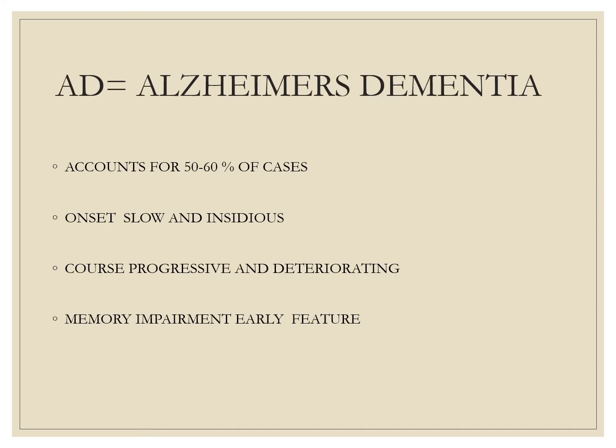50 to 60% of cases of neurocognitive disorder are Alzheimer's dementia. It has a slow, insidious onset. It's progressive and deteriorating, and the very first symptom is having memory impairment.